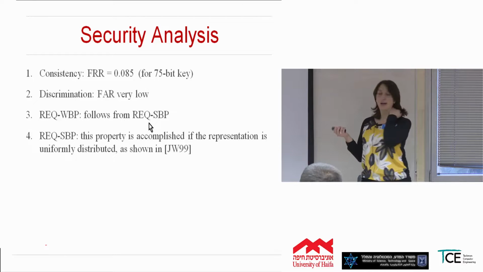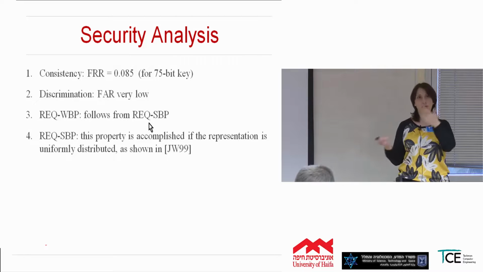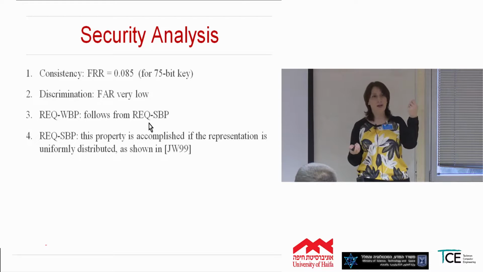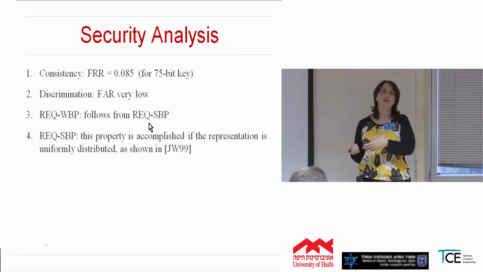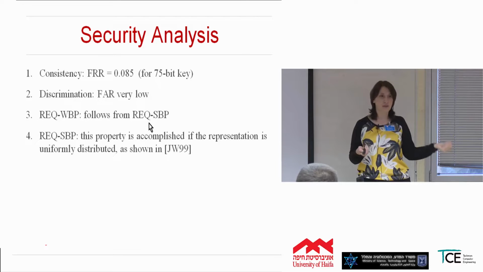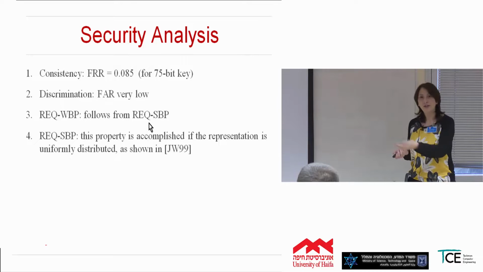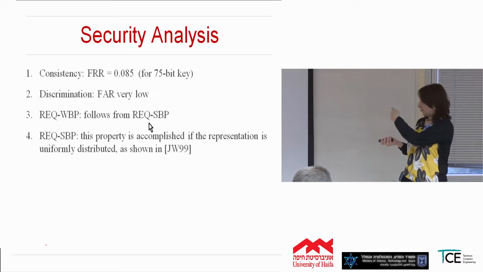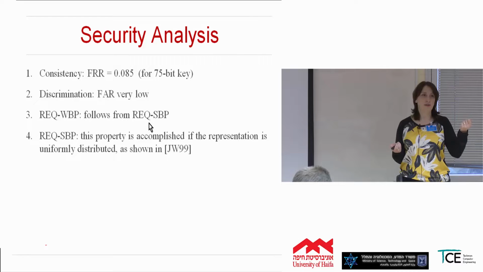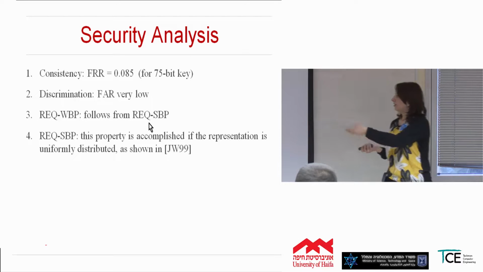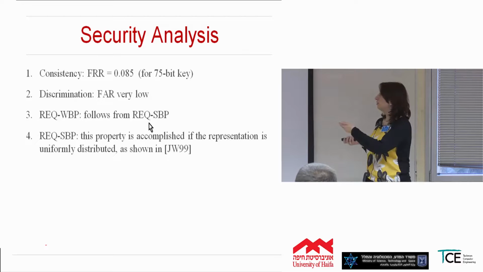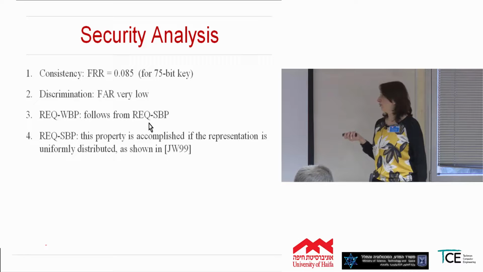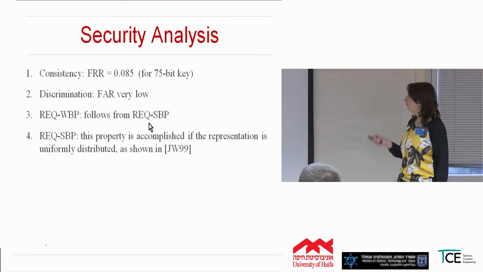The weak biometric privacy falls from the strong biometric privacy. What is weak biometric privacy? We have the helper data, and we can't reconstruct the biometric. In strong biometric privacy, we have the key and the helper data, and we can't reconstruct the biometrics. So if we hash the key at the end of the process, then given the helper data and the hash of the key, we can't go back to the biometric, and this is accomplished by using uniformly distributed strings in Juels and Wattenberg's construction of fuzzy commitment.